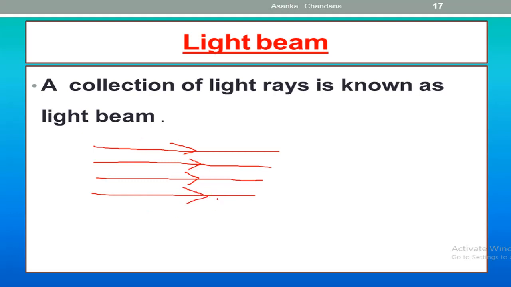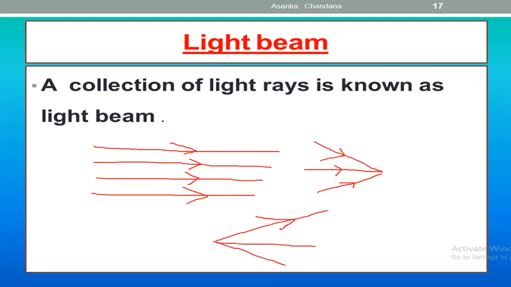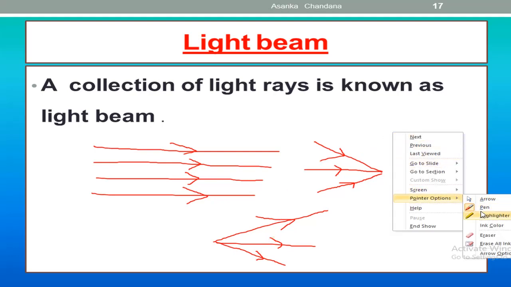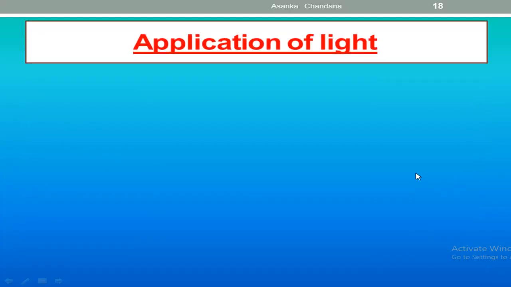Mainly there are different types of light beams. This is the parallel beam of light, and there is a light beam like that, known as a convergent beam of light, and also a light beam like that, spreading, known as a divergent beam of light. Right, now we have learned what light rays and light beams are. Then we will learn about applications of light.